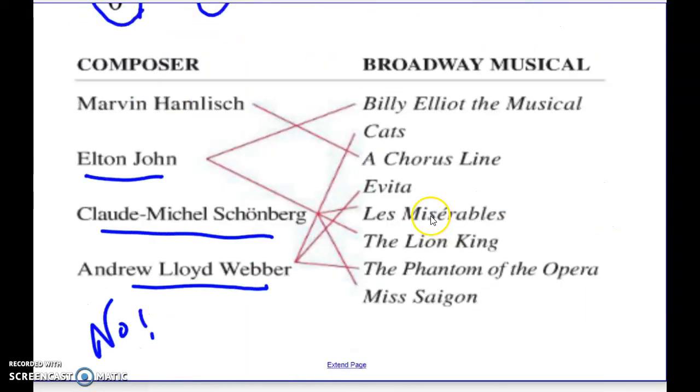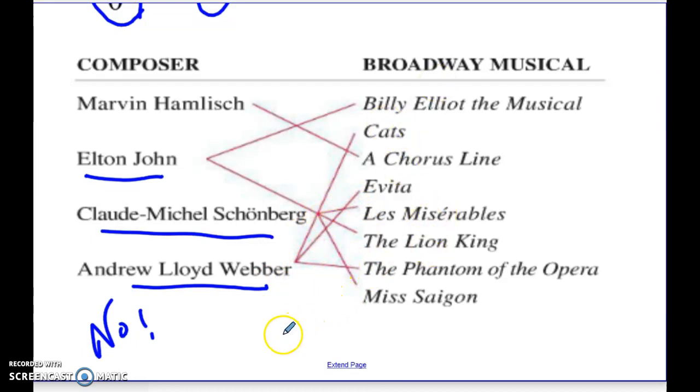Then I've got this one here. Some of you are maybe more into musicals and things like that, so this might be familiar. I've already got them all marked out. I stole it from the book. But we have the composer along with the Broadway musical that they've worked on. So in the case of Marvin Hamlisch, he's got A Chorus Line. Elton John, though, he's got a couple of them that he's mapped to. Claude-Michel Schönberg has a couple, and then Andrew Lloyd Webber, several.